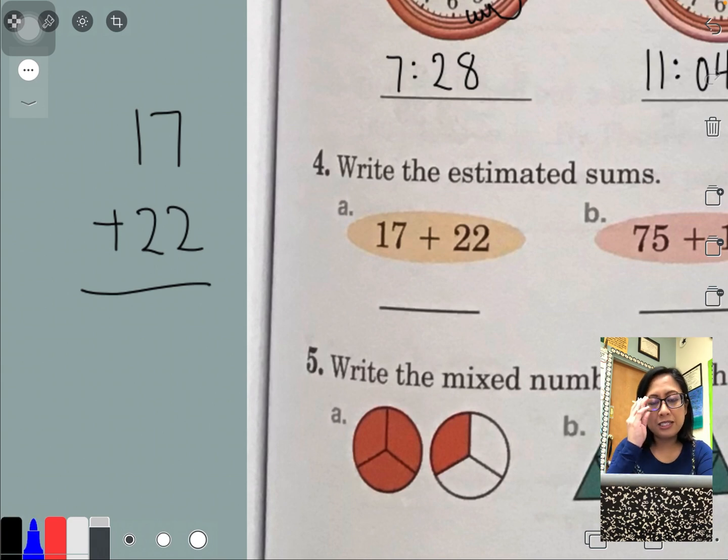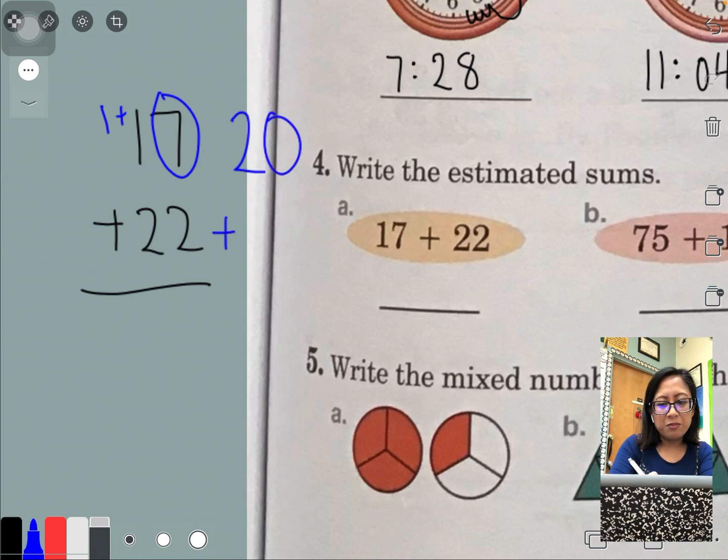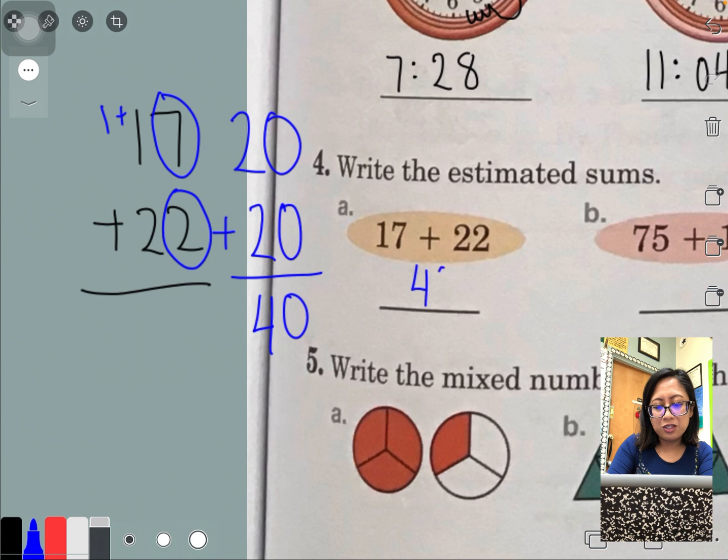All right, so I know it's been a long time since we've had to estimate. But here, in 17, I circled the 7, and I think to myself, is it bigger or smaller than 5? It's bigger than 5. So I'm going to add 1 to the 1, and that makes 2. So it's 20 plus, now for the 22, I circled a 2. Is it bigger or smaller than 5? It's smaller than 5, so I don't have to add anything to it. I'll just say it's 20. So now we add it. 40. So our estimation is 40.